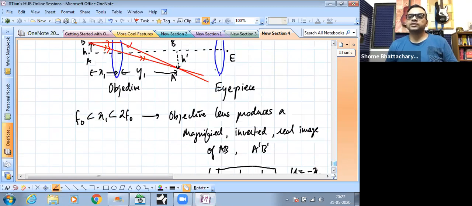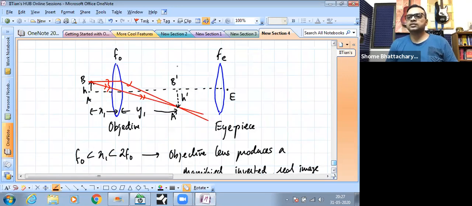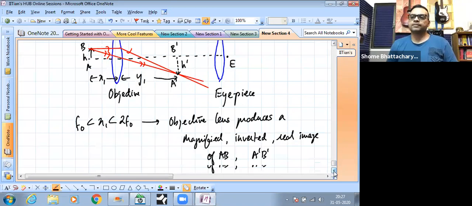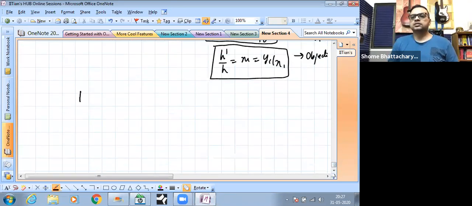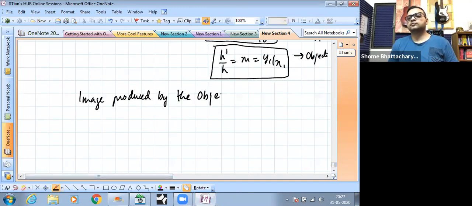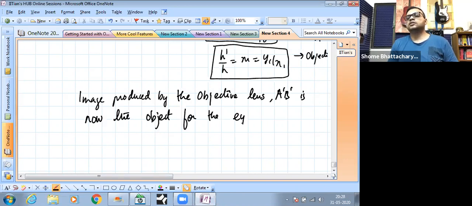Now what happens, this image produced by the objective lens becomes the object for the eyepiece. So if this image is at a distance of x from the eyepiece, again we adjust the distance between the two lenses such that x is less than f. So this object A prime B prime is closer than the focal point, so it produces an image behind it. Next thing is this image A prime B prime produced by the objective is now the object for the eyepiece.